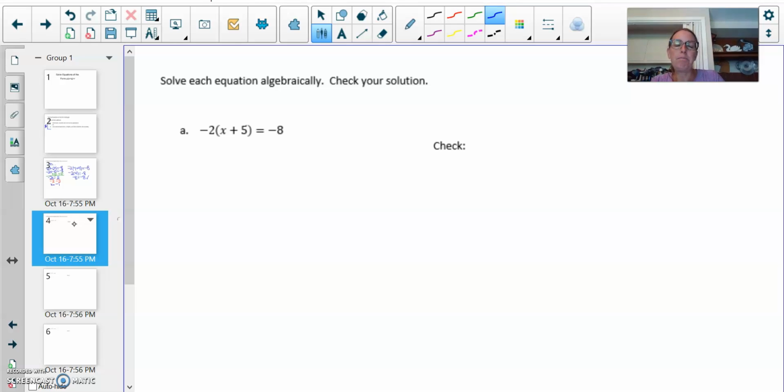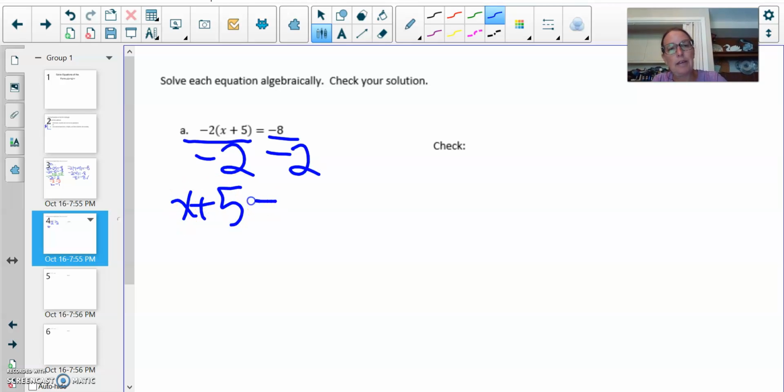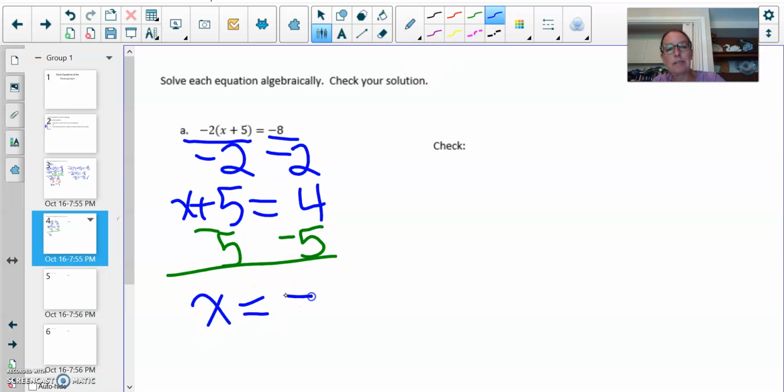So the second option, instead of distributing the -2 through, we're going to start by dividing each side by -2 first. On the left-hand side, the -2's cancel. You get x plus 5 equals 4. And now you do your inverse work, subtract 5, and we get x equals -1. So we get the same solution, which we should, but we just have a different method.